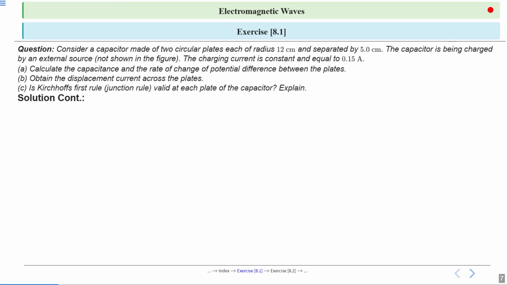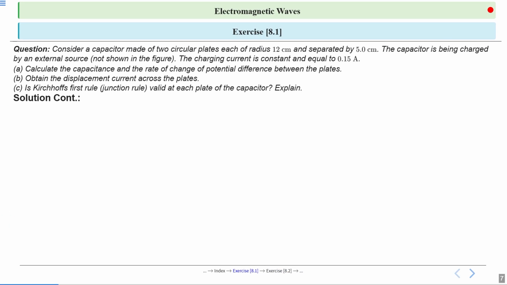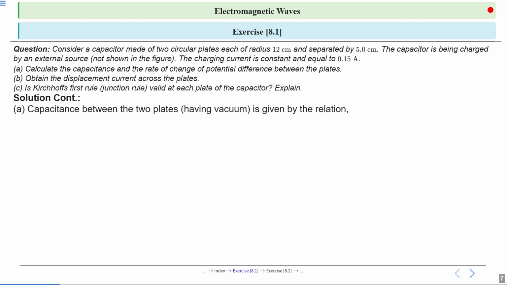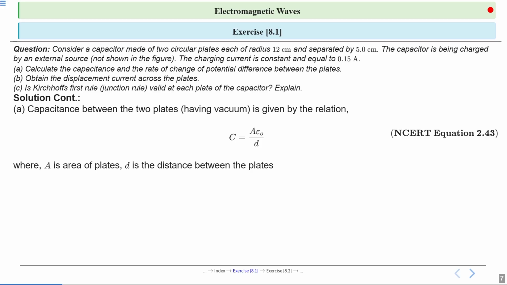Now we will calculate the area of the plates of the capacitor to calculate its capacitance. We know how to find the capacitance of a parallel plate capacitor: C equal to A epsilon naught upon d, according to NCERT question 2.43, where A is the area of the plates and d is the distance between the plates. Since the plates are circular, A equal to pi r square, as given in the question. R is given as 12 centimeter, that is 12 into 10 raised to the power minus 2 meter. So we can find the area.